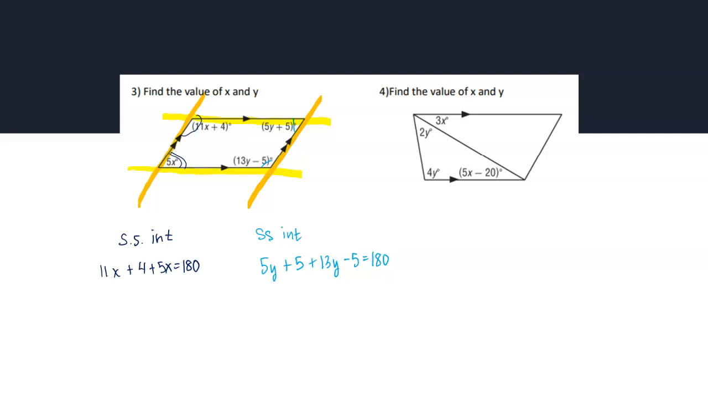I'm going to pause there and have you think about number 4, maybe solve those two equations, and come back after you have tried these problems.